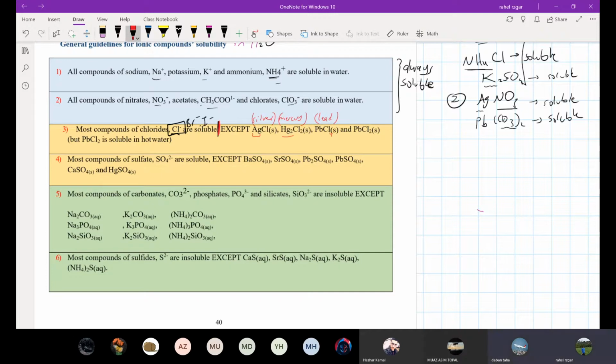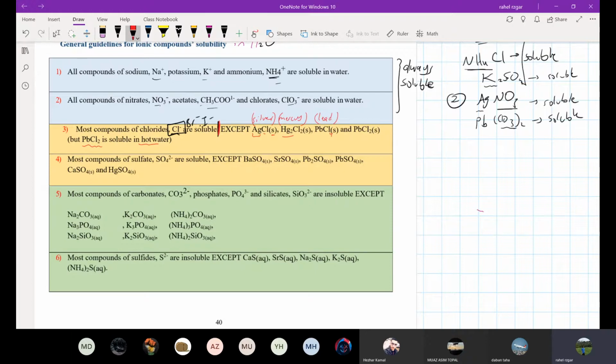If they come with those 3, except when it says except with silver, mercury, and lead, it means that it will be insoluble. So these compounds are insoluble, except for what? PbCl2 is insoluble, but it is only soluble in hot water. Only soluble in hot water. So AgCl, this solid means it is insoluble. It becomes precipitate. So it's coming with silver.